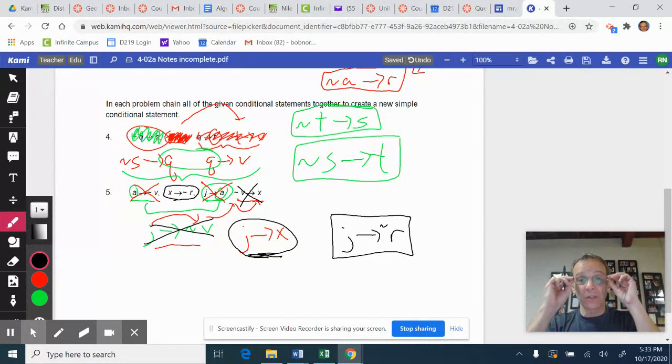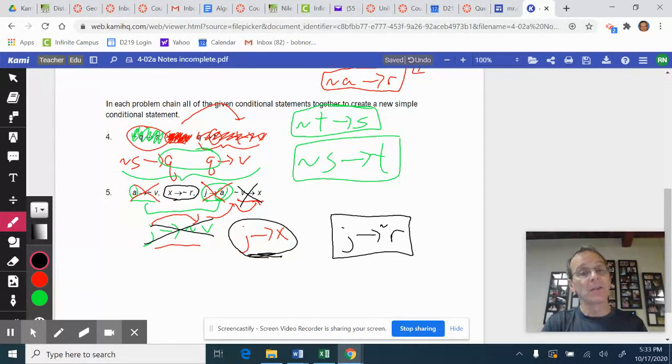Occasionally, when I give quizzes on this kind of stuff, students will turn in an answer to me that has really only combined 3 out of the 4. And you can't get full credit for that. Okay? Got to combine all of them and get them down to 1.